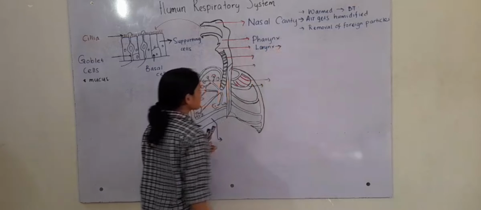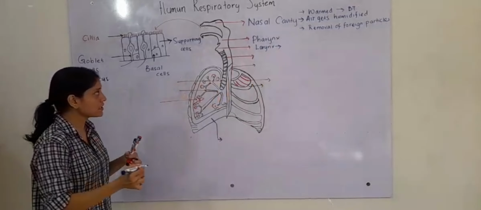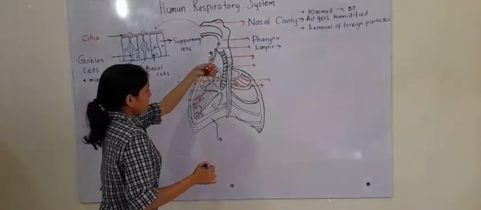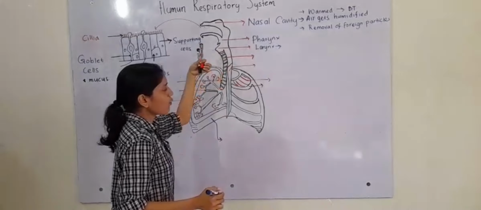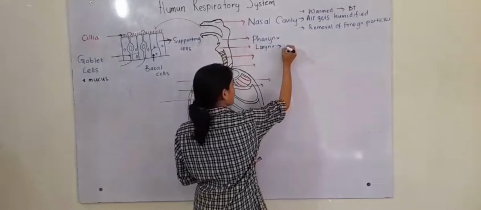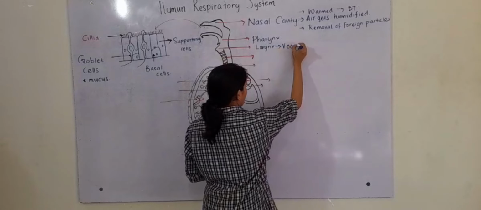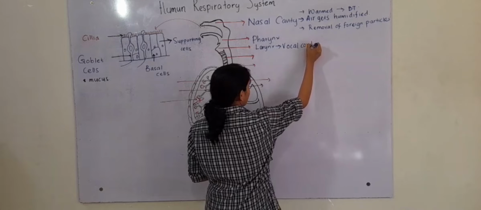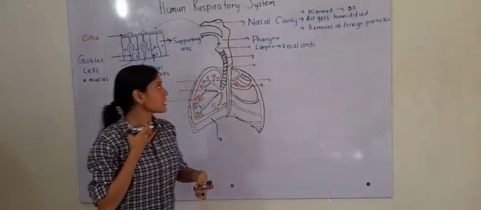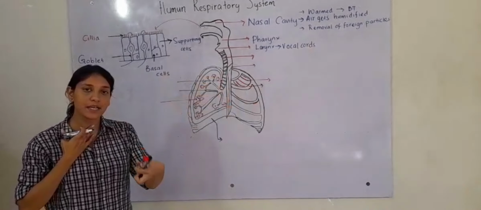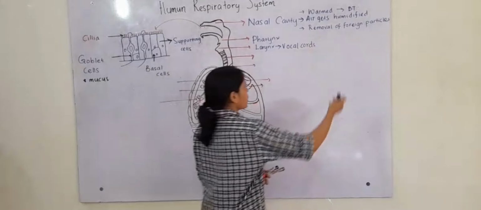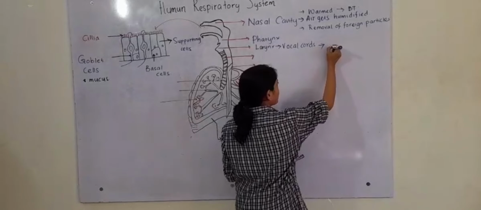So this larynx contains elastic fibers, and these elastic fibers are the vocal cords, people. Your vocal cords are present in the larynx. Understood? So when these vocal cords vibrate, people, it will produce sound.